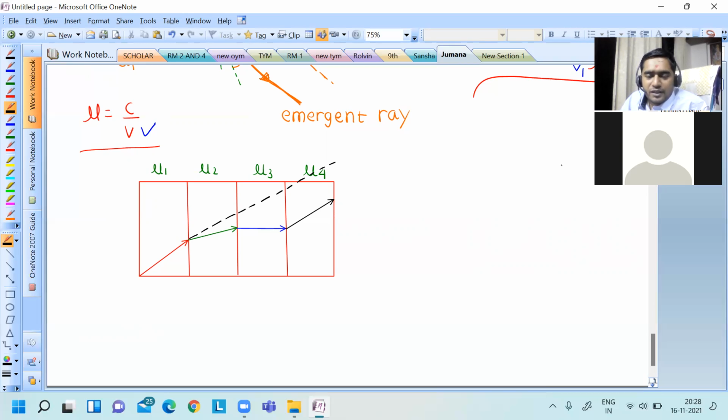Now, if I want to write down Snell's law here, how will I write it? Snell's law for all of them. Let me give you all the thetas. All the angles must be measured with the normal.